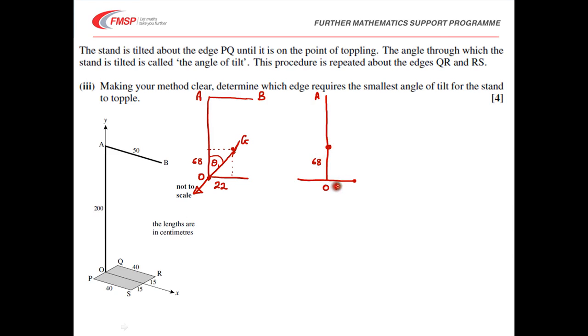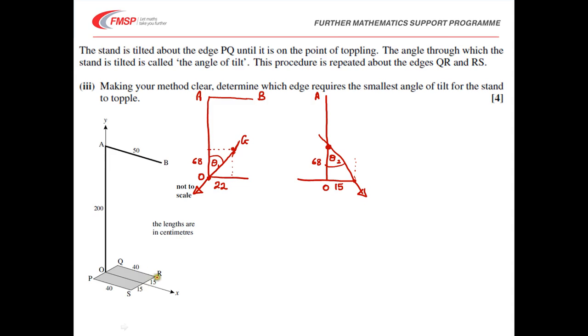This is 15 centimetres because the width of the rectangle here was 30. This is 15 centimetres here. If you're going to tip about QR, then just as it tips, this line becomes the vertical. My apologies for the wobbling there. Okay, so our second critical angle, theta 2, is the angle that we would tilt through in order for this line to be vertical.